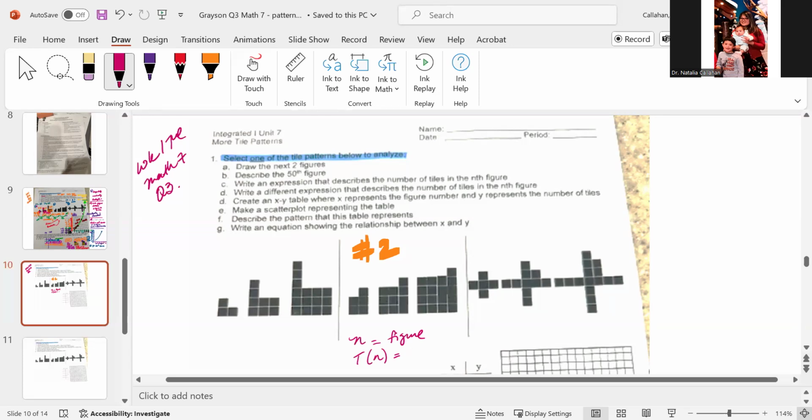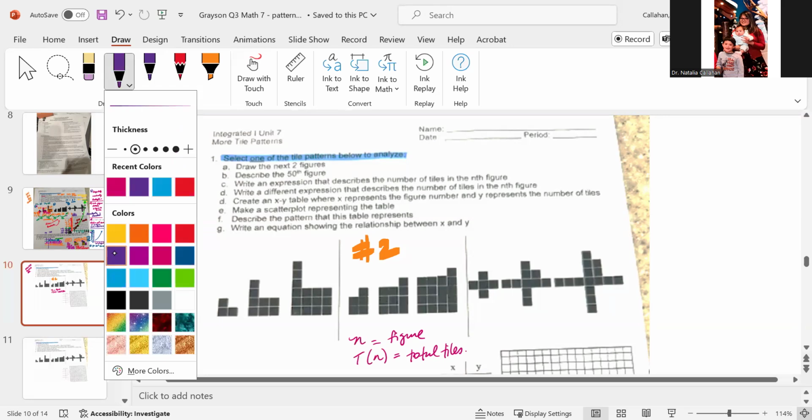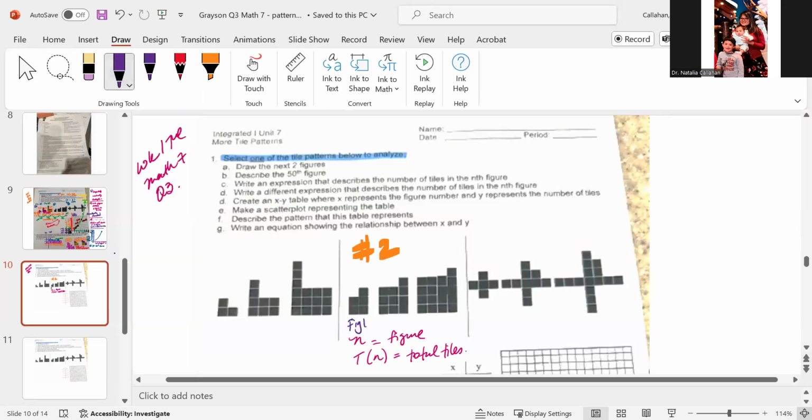Explain to me what is n and t of n. N is total. Excuse you, look up there. No, label everything. So t of 1 equals how many? T of 2, which is figure 2. T of 3 equals, and tell me how many there are.